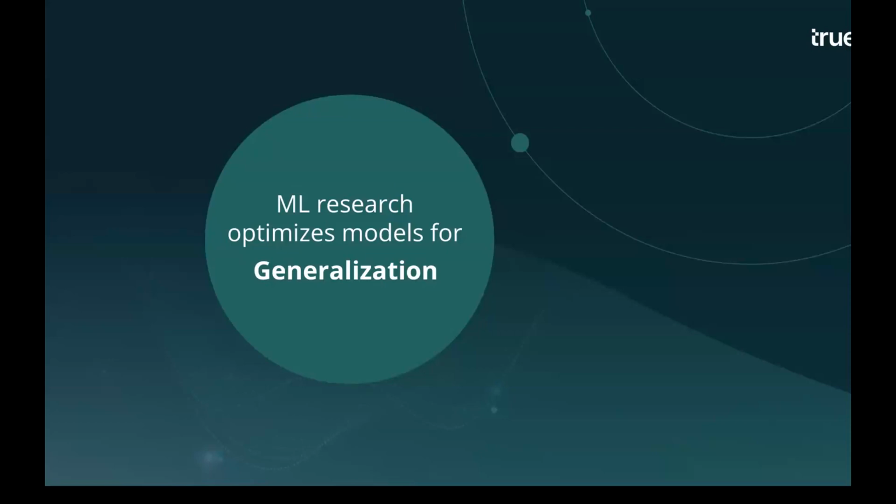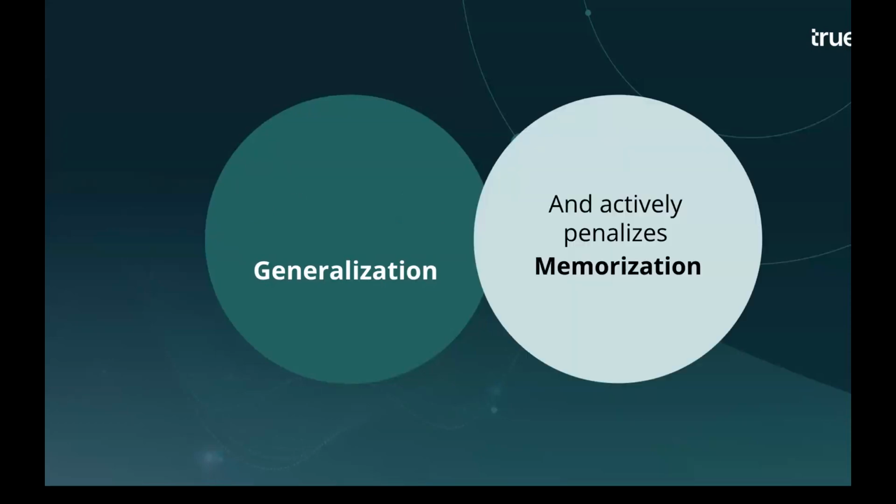And while we are training it to generalize, we penalize memorization. We don't want it to overfit to certain examples. We don't want it to overfit to our training data set. We want our models to generalize to perform well on data that it hasn't seen before.